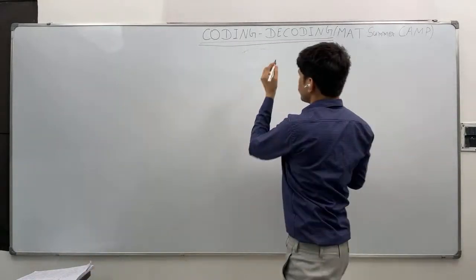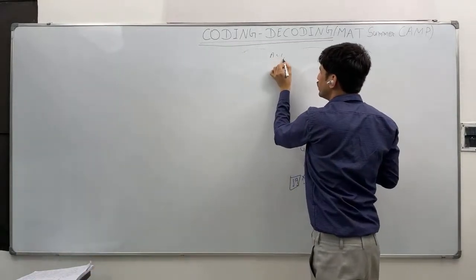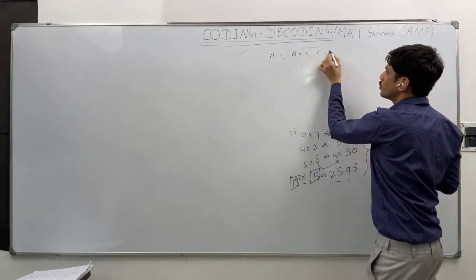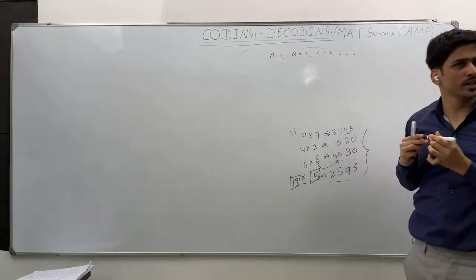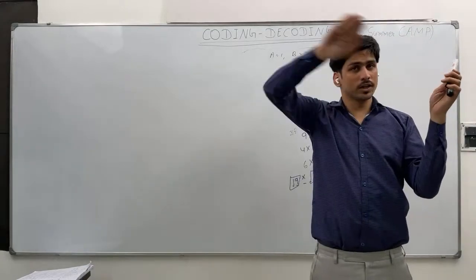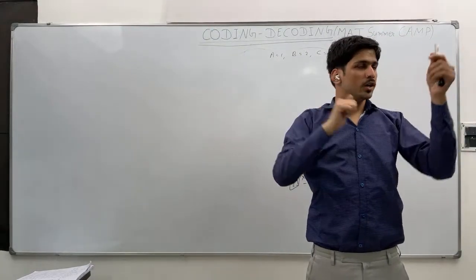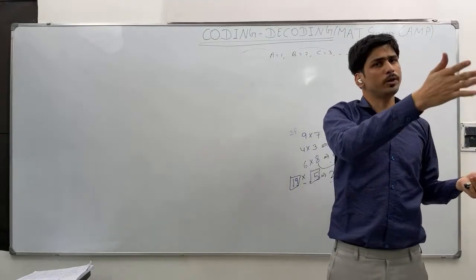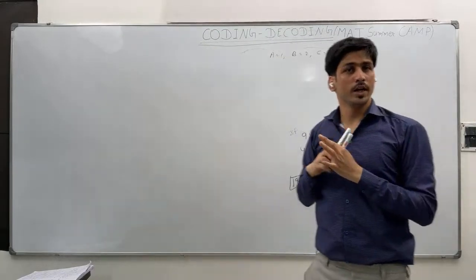Next, if I ask you a question, let's say you have an alphabet and you give the names like this: A equal to 1, B equal to 2, C equal to 3, and so on, right? So it means you have an alphabet from A to Z. What is the rank of A? 1. The rank of B will be 2, and so on. You are giving the rank.